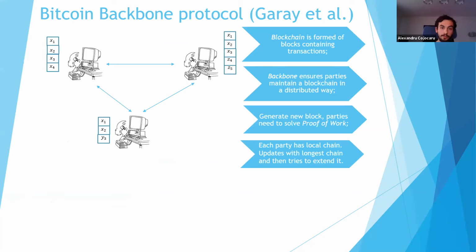And now I just want to give a very brief introduction to the Bitcoin backbone protocol of Garay et al. The blockchain is essentially formed of blocks containing transactions. And the backbone protocol ensures that parties are maintaining the blockchain in a distributed fashion. Then to generate a new block, parties need to solve a proof of work. And finally, each party has a local chain, and essentially they are trying to update to the longest chain and then extend it.